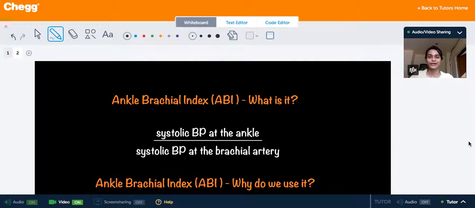I mostly tutor biology and medicine related subjects here on Chegg, and today we are going to learn a little bit about ABI, or ankle-brachial index. So jumping right into it, what is ABI?